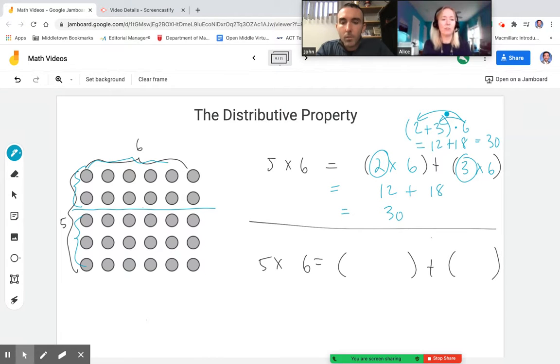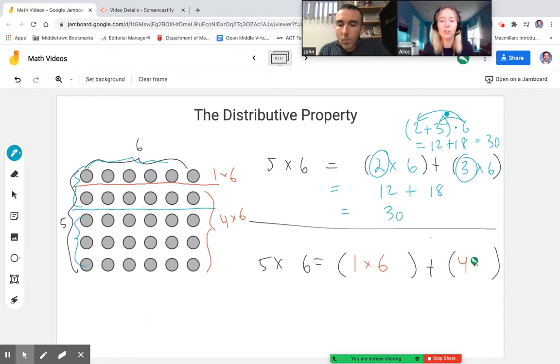Okay, great. Wonderful. So now I'm going to break up the array a different way. So I'll use a different color. What if I split it right here? So then I have this top array. It's going to be 1 times 6. This bottom array here, it's going to be 4 times 6. So I can write it as 1 times 6 plus 4 times 6.